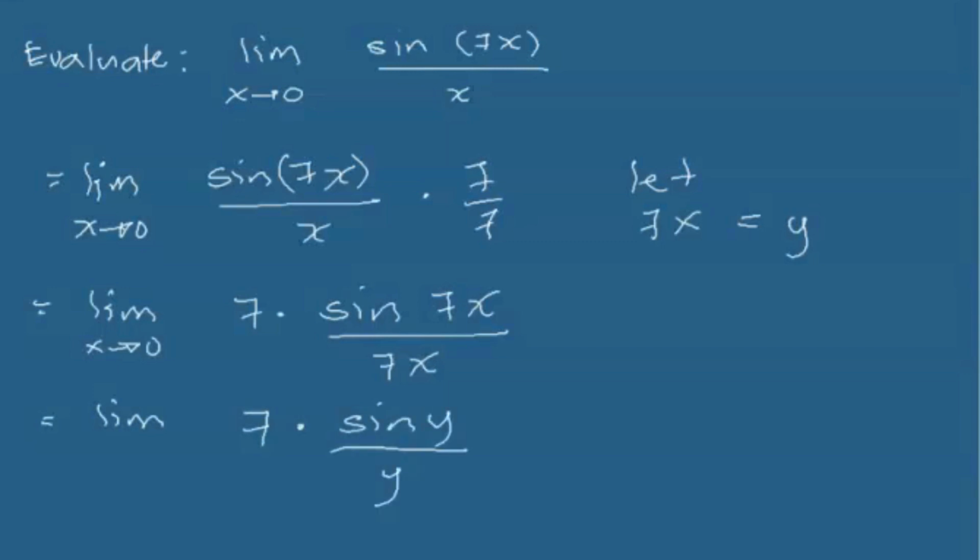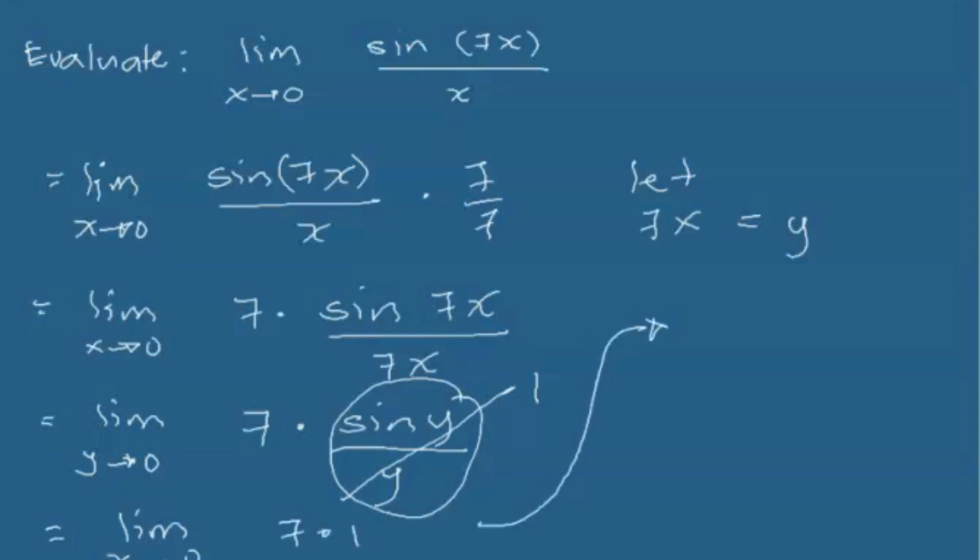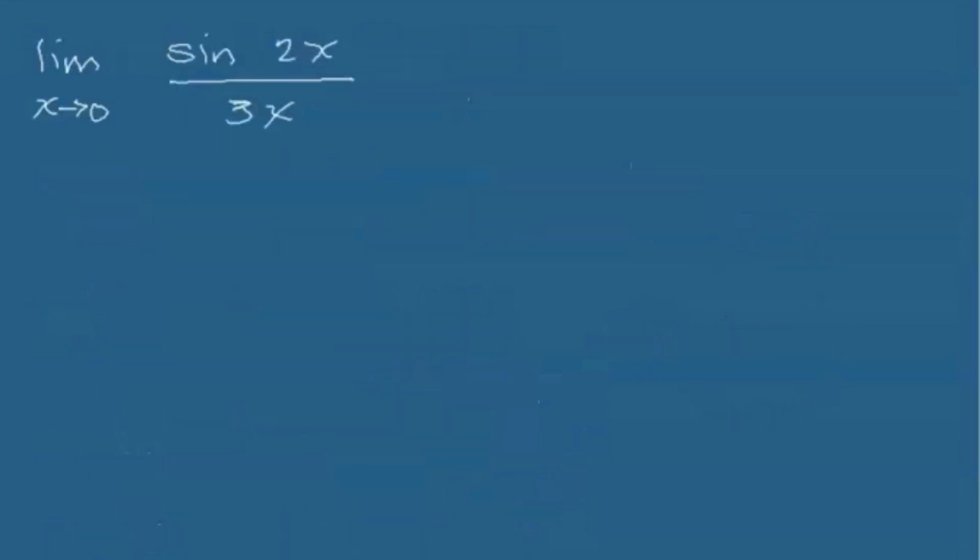over y. And for the meantime, we can change it to y approaches 0. So this we know, sine y over y is equal to 1. So the answer now is the limit. Let's change this back to x. So 7 times 1. So the answer is 7. Next, we have the limit of sine 2x over 3x as x approaches 0.